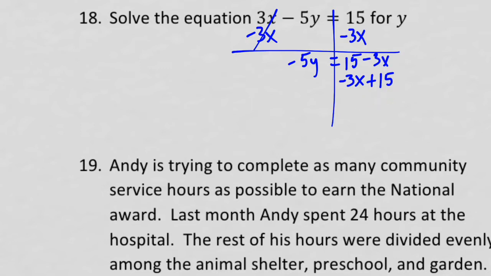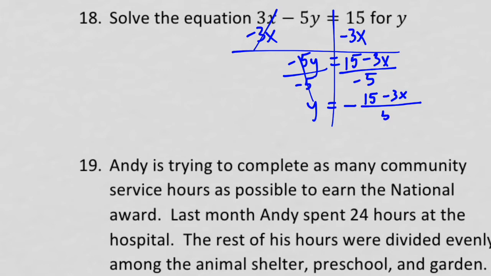And continue. So I'm going to keep the one on top that I already did. 15 minus 3x. Next, what you're going to do is divide by negative 5. Divide this by negative 5. And there you go. Y equals, what I'm going to do is write the negative in front: negative 15 minus 3x all over 5.